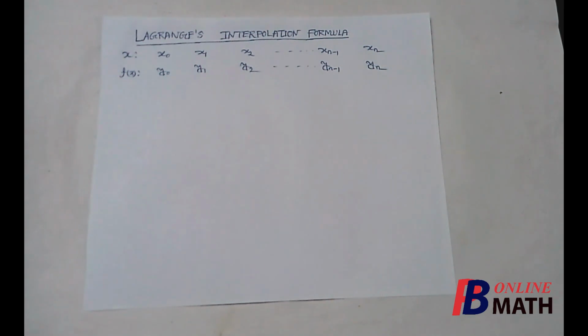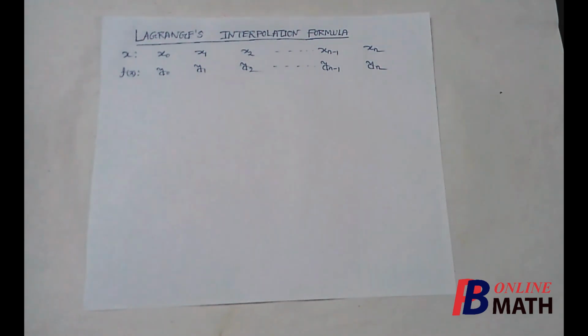In the previous two parts we have discussed Newton's forward interpolation and backward interpolation formula. In this part we shall use Lagrange's interpolation formula. Actually, Newton's forward interpolation formula and Newton's backward interpolation formula can be used if the arguments are equispaced.